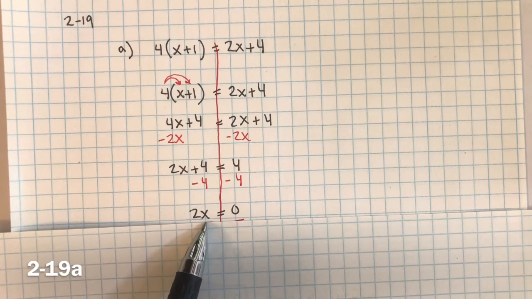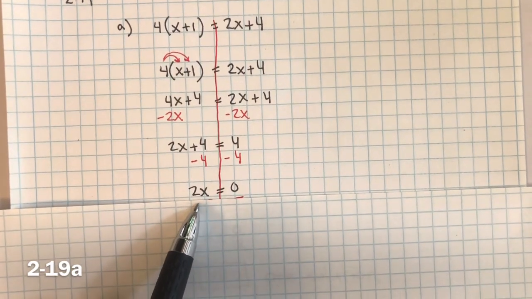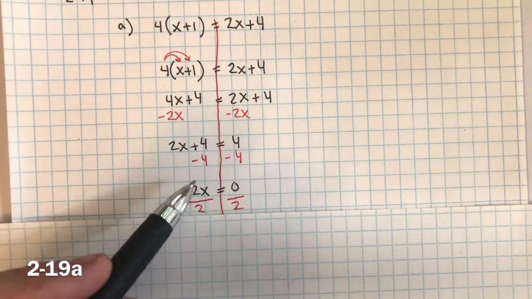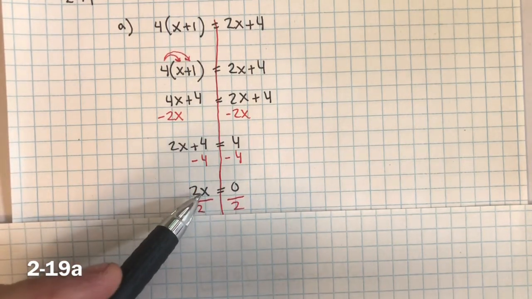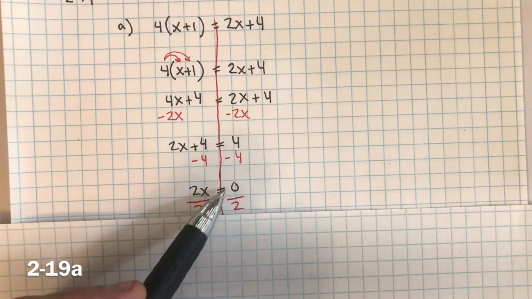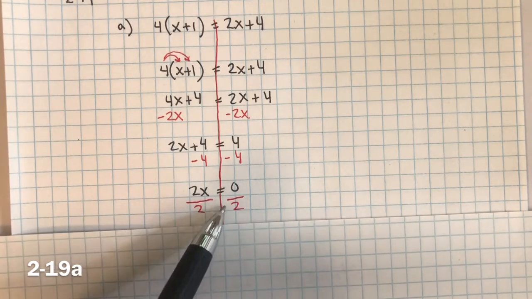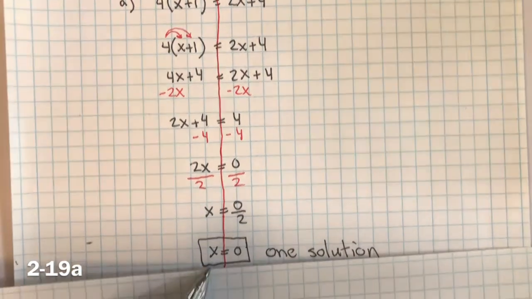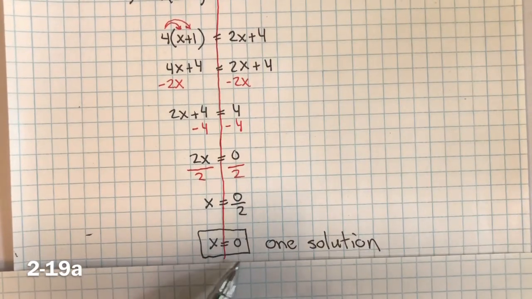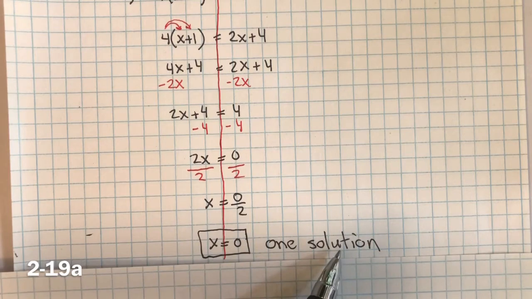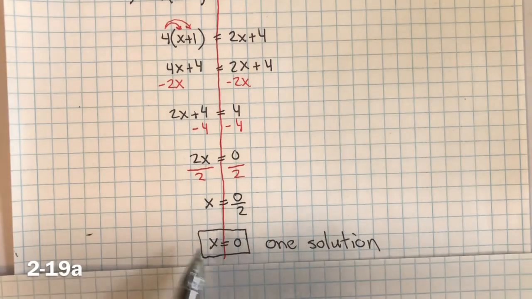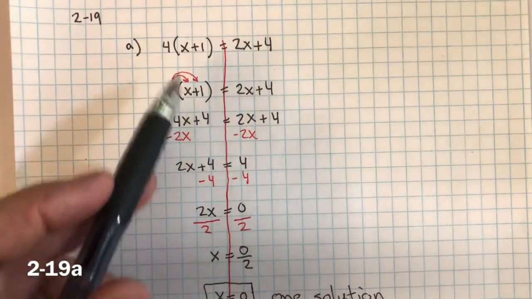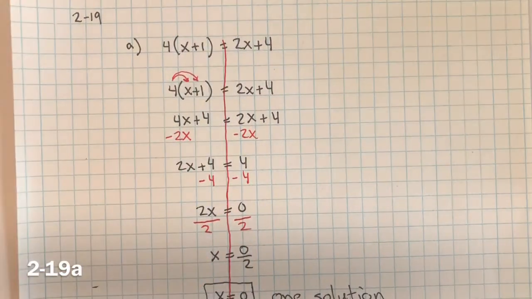So now we have multiplication here, 2 multiplied by x. The inverse property of multiplication is division, so we divide by 2. This created the giant 1. 1 multiplied by x is x. And then on the right side, 0 divided by 2 equals 0. So x equals 0. There's one solution. So the only solution that would make this equation true is 0.